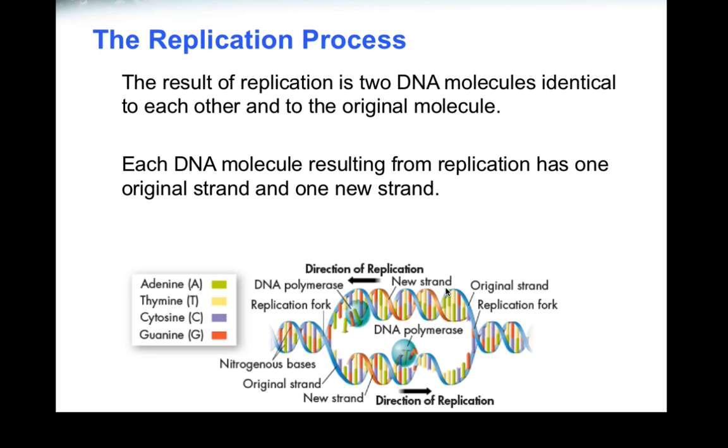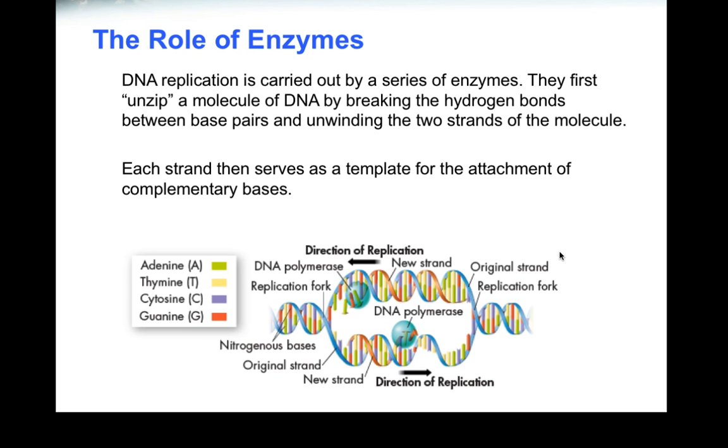So at the end, we should have two exact same DNAs, exactly as the original one. So one is going to be the original strand with the new strand. And then the other one on the bottom is going to be the original strand with the new strand. You can differentiate them in the photo down here with blue and orange. And they're going to be exactly the same.